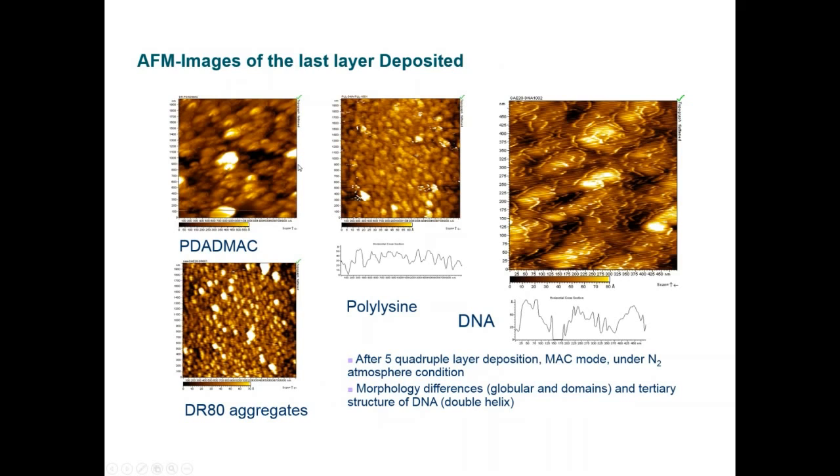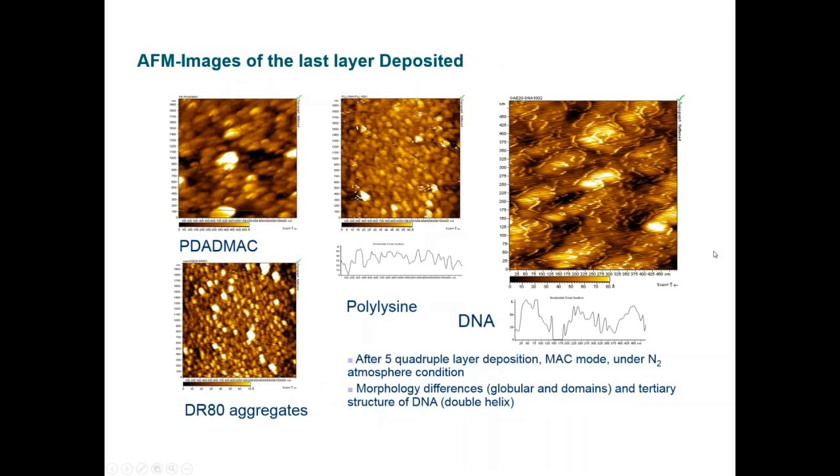You can see here that if we have the last layer being that of the adsorbing polycation, you see various domains. On the other hand, if the last layer adsorbed was DNA, you can clearly see the adsorption of DNA double helix on a surface.